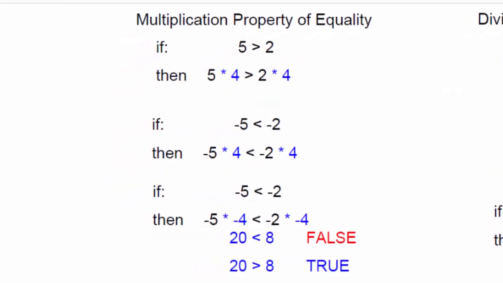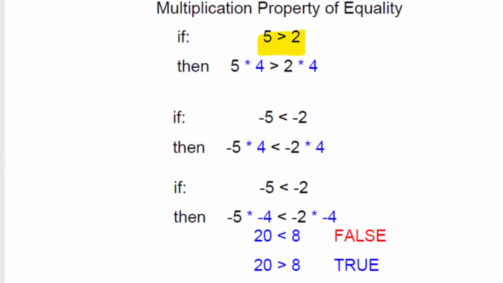So if we look at our multiplication property of equality, we have a true statement right here, 5 is greater than 2. Then we multiply by a positive 4 on both sides. We'll end up with 20 greater than 8, which is a true statement still. Even if we made them negative numbers, so negative 5 and negative 2, what we're multiplying on both sides is still a positive 4, so I'll end up with a negative 20 less than a negative 8, which is still true.